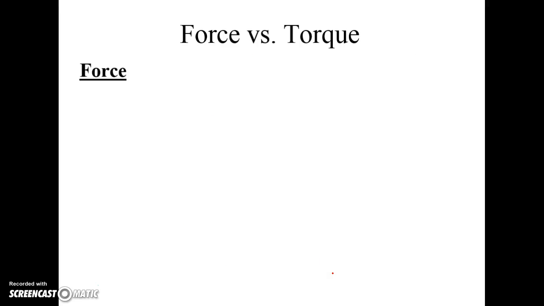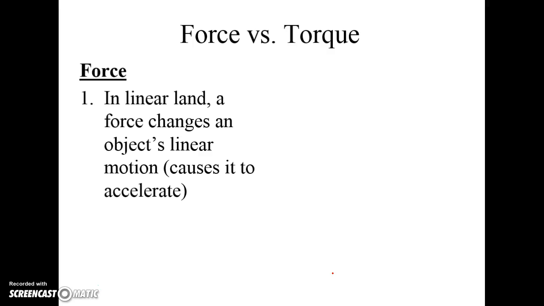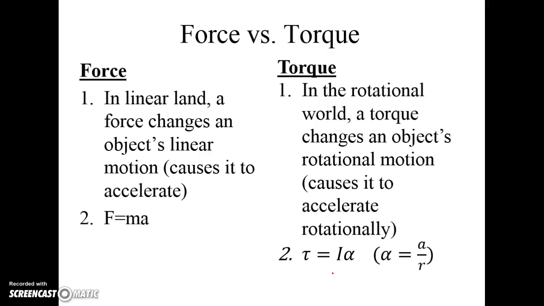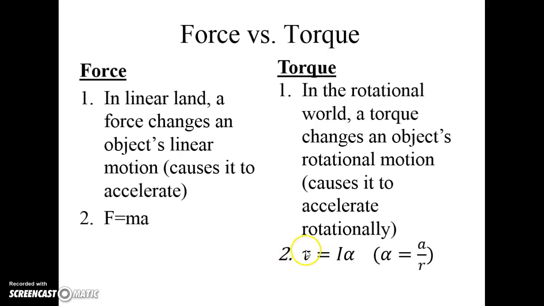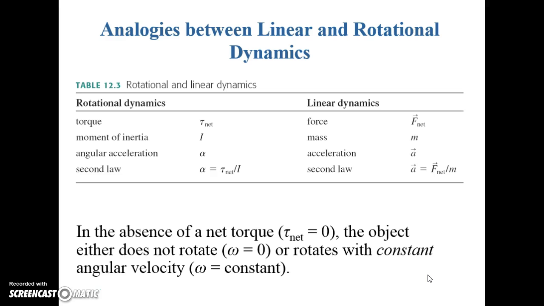Alright, so now we need to compare force versus torque. In linear land, a force will change an object's linear motion, so it will cause it to accelerate, and we get F equals ma. In the rotational world, a torque will change an object's rotational motion. Here force becomes torque, and the mass becomes the rotational inertia, or the moment of inertia, and the a in meters per second squared becomes the alpha. And remember that we have this quantity here to change from radians per second squared to meters per second squared.